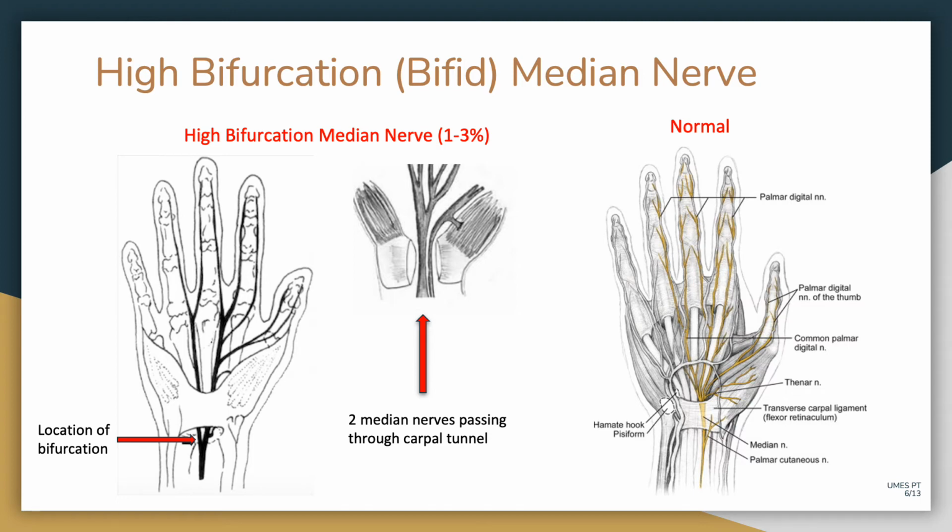So we could see in the picture to the most left a bifurcation just proximal to the carpal tunnel. And then in the middle picture, we could see that two nerves are passing under the carpal tunnel. So these are both examples of a high bifurcation median nerve.